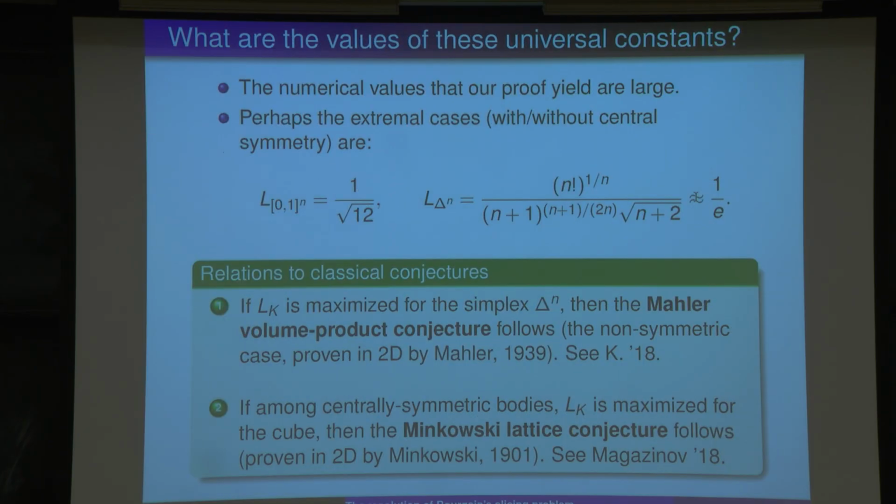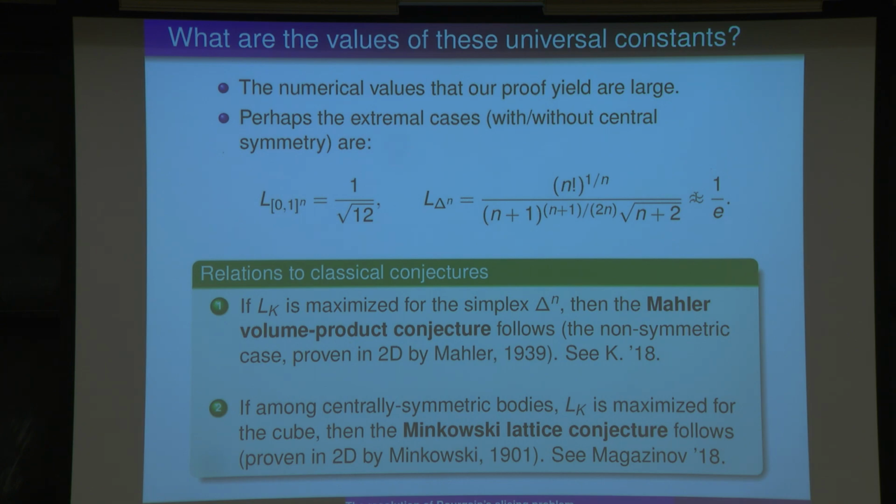Now, I think I said the words universal constant already 10 times in these 20 minutes. But what are the values of these universal constants? Unfortunately, all of the proofs that we have give constants that are too large. And it is conceivable that the truth is that the constants are quite small. There is something called the strong slicing conjecture, which suggests that among all convex sets in the world, LK is maximized for the simplex. For the simplex, you get 1 over e. So it could be that this is the maximum value.